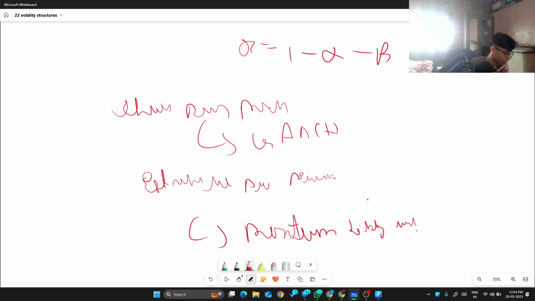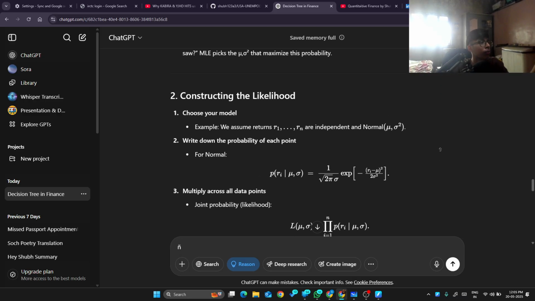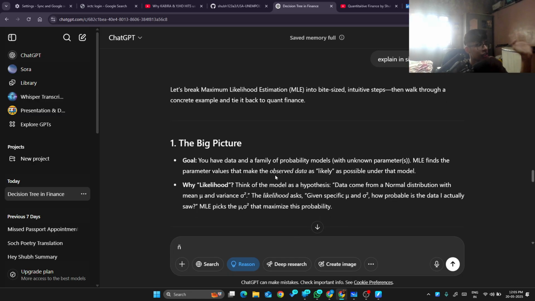I told you about a parameter which maximizes the probability. It is the parameter which has maximum likelihood, so that the probability of the observed data is highest. That is the maximum likelihood parameter. So for the goal, you have data and a family of probability models. Maximum likelihood estimation finds the parameter value that makes the observed data most likely under that model. So we have a condition and we have to find the parameter that will increase the probability of that goal.